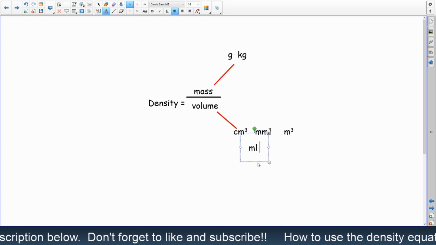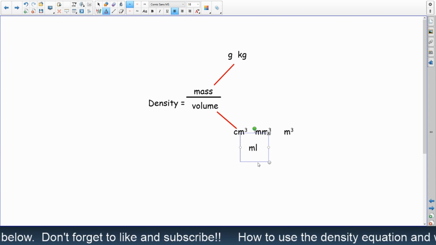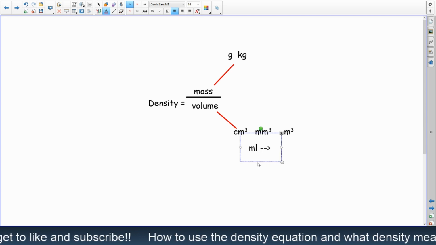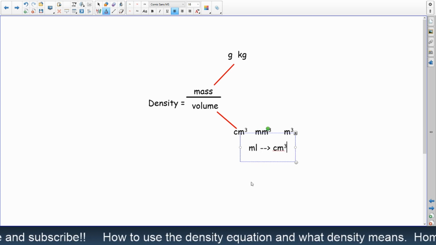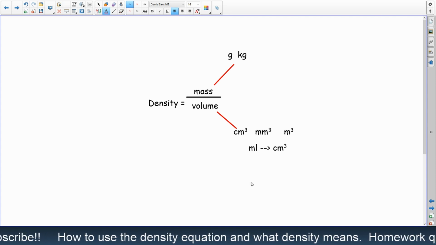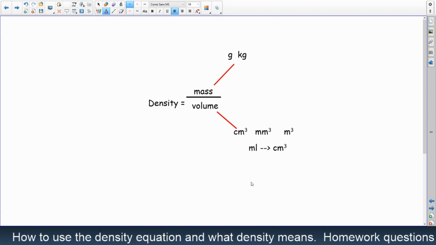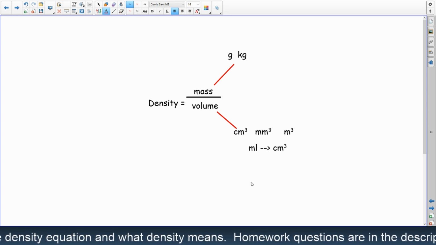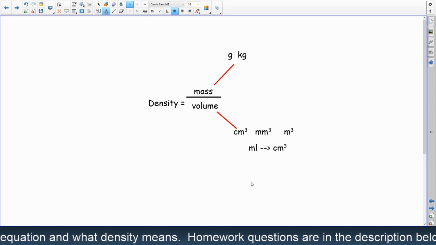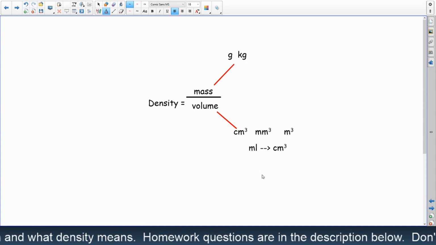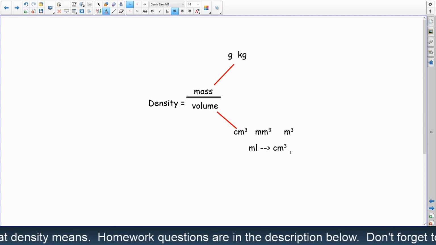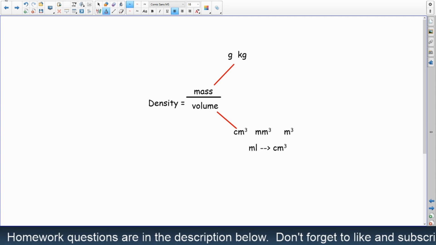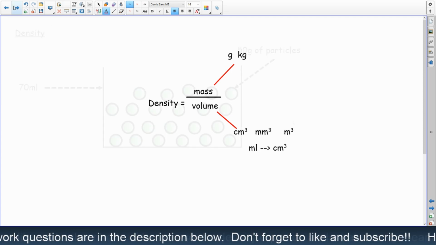And this is an issue because we don't want density coded in milliliters. We don't want our volumes in milliliters. But it is handy to know that 1 milliliter is equal to a centimeter cubed. They are, in fact, the same measurement. So we don't use milliliters when we're doing our calculations. We simply change ml to cm cubed. And that's going to become important later on. This is a pretty standard exam trap as well, checking to see if people will use milliliters instead of centimeters cubed.